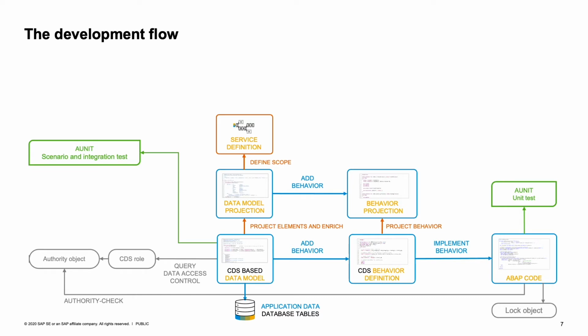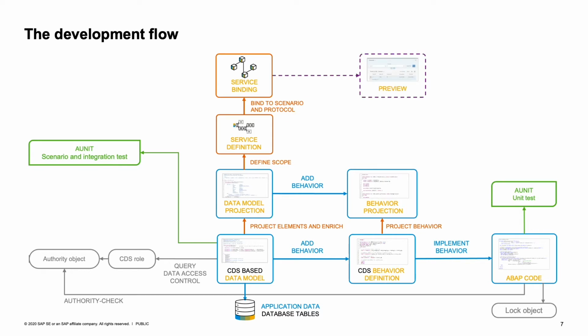And on top, we create the service definition, defining the scope of the particular service. And then in the service binding, we bind this service towards a protocol and a use case. And in case of Fiori Elements, we do have a preview, Fiori Elements preview, showing the application then live in the system. And of course, a role definition is really important to get the service running.